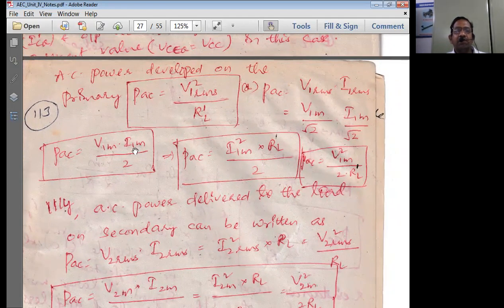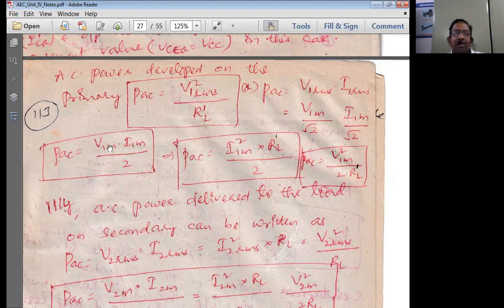If you observe this in terms of only current, if at all I want, this voltage I have to convert into current. What is voltage? According to Ohm's law, voltage is equal to I into R. V is equal to I into R. So therefore V1M I can write as equal to what? I1M into R. So what is R actually? I consider RL dash, the transformed version of the load resistance onto the primary, called RL dash. So therefore I1M into I1M, I1M square into RL dash by 2 is the result I get.